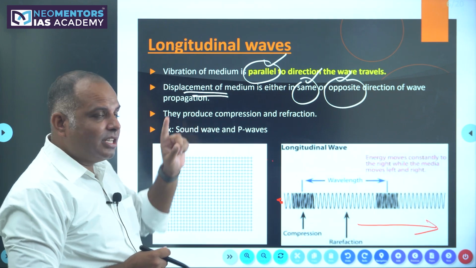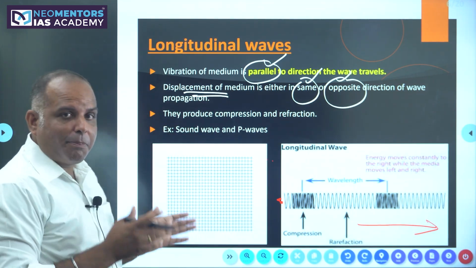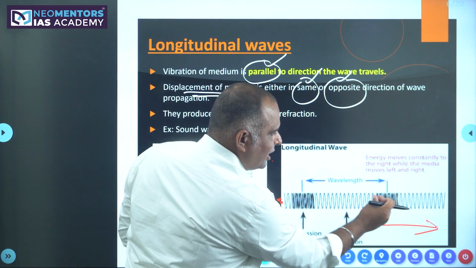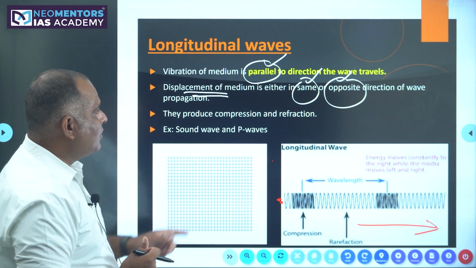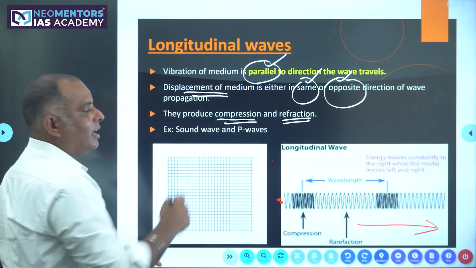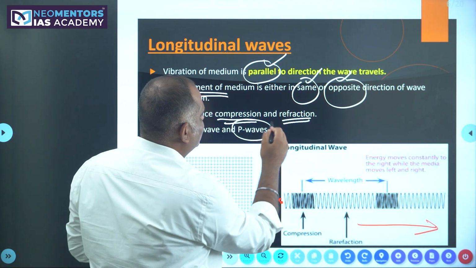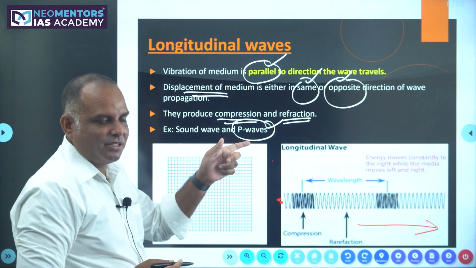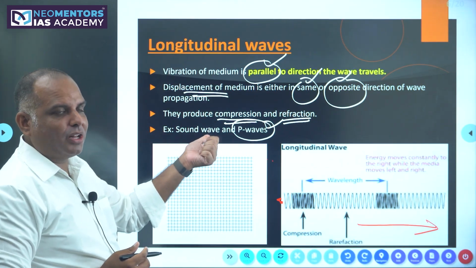And in the next slide, we will discuss in detail what transverse waves are. Okay? They produce compression and rarefaction. See here, they are producing a compression and there is a release, that is rarefaction. So longitudinal waves are producing compression and rarefaction. Okay? Examples of longitudinal waves? P waves. Right? What are P waves? We will discuss. Okay? Sound waves are another example of longitudinal waves.